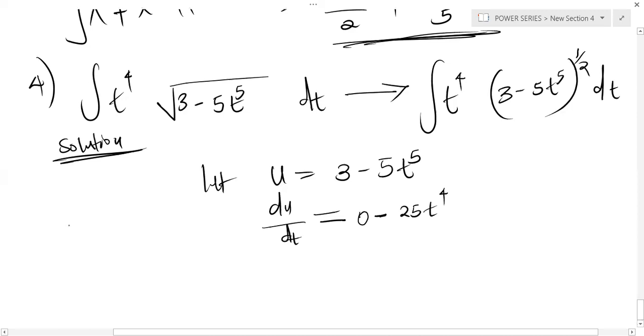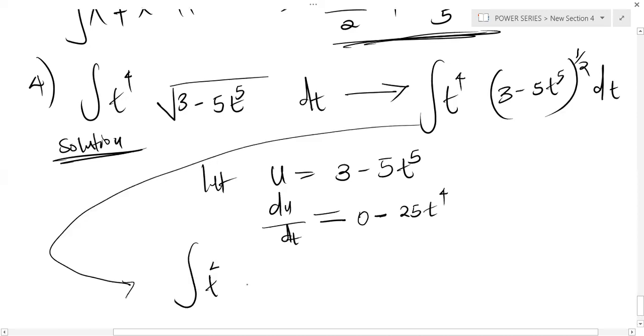So we will have the integral of t raised to power 4, u raised to power a half, where there's the whole of this function, we've called it u, so we put u raised to power half. And then where there's dt, we replace with this. Du dt is this. So what is dt?